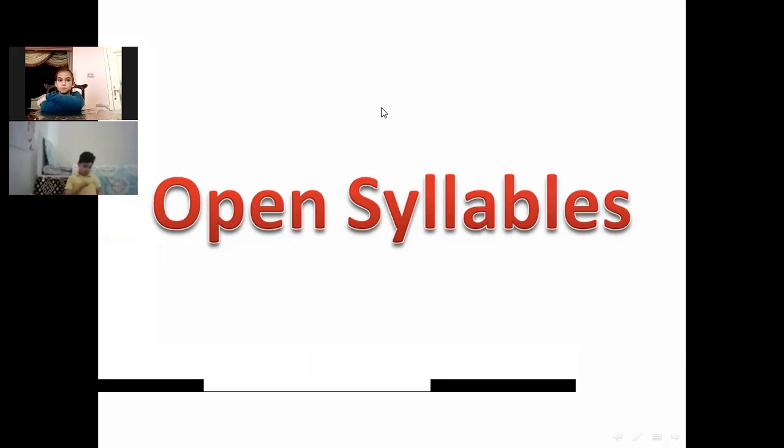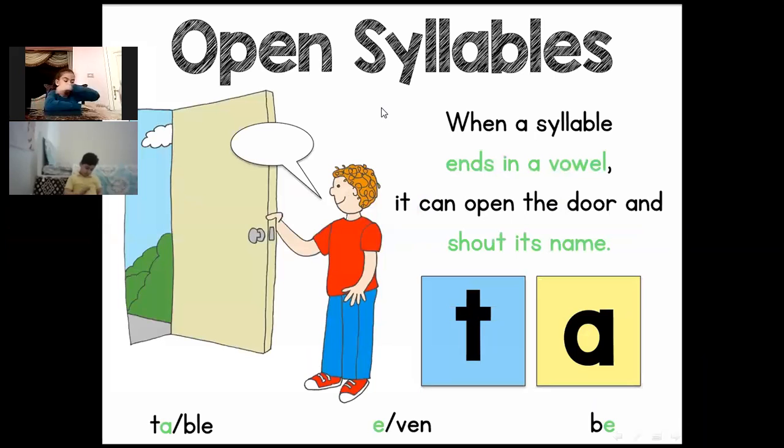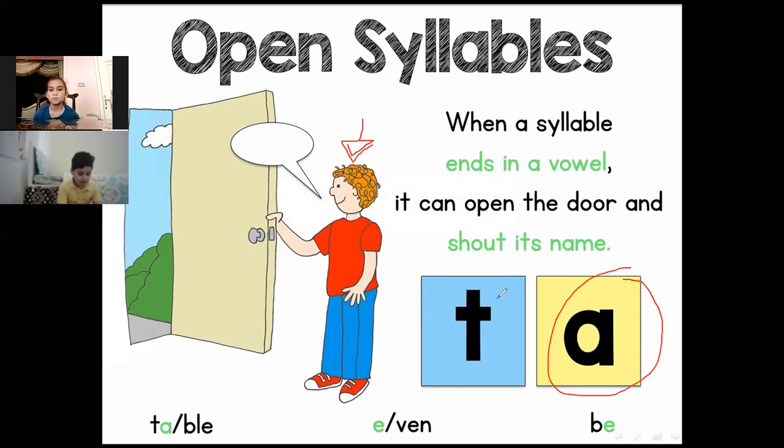We have two kinds of syllables. We have open syllables and closed syllables. If the syllable ends with what? If the syllable ends with a vowel, any vowel letter, it will be an open syllable. Here we will see the vowels are like the children. They open the door and shout their names. So if the syllable ends with a vowel, the vowel will open the door and shout its name, not its sound, no, its name.